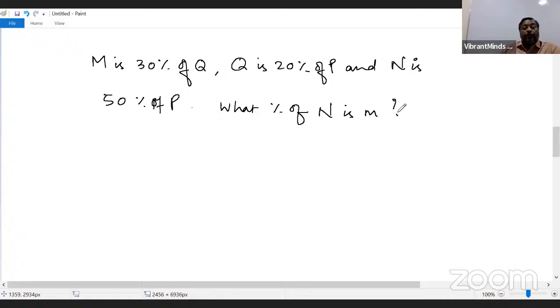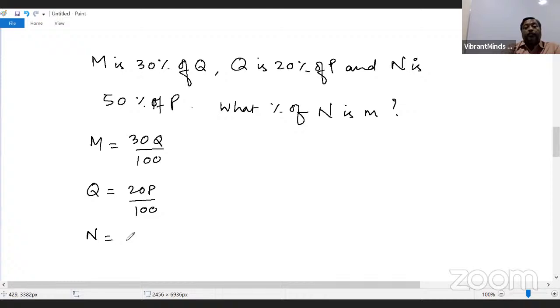How are we going to do it? So can I write like this? M is equal to 30Q by 100, 30% of Q. Q is equal to 20P by 100. And N is equal to 50% of P.